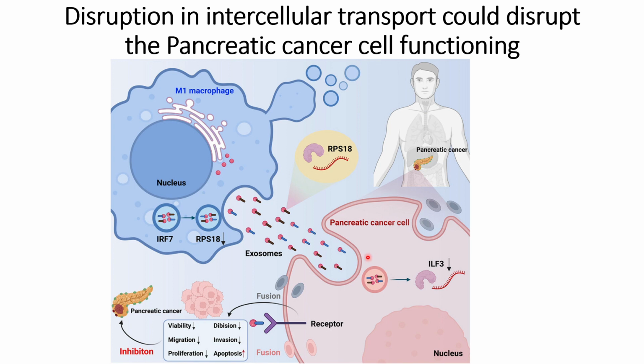and when less RPS18 is transported, it will cause less production of ILF3, and ILF3 is related to the lipid metabolism of the pancreatic cancer cells. Once this disruption in the lipid metabolism occurs, with time it will cause disruptions in the normal functioning of the pancreatic cancer cells and even trigger apoptosis.